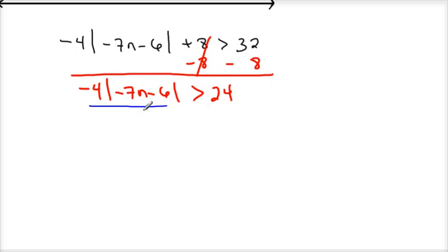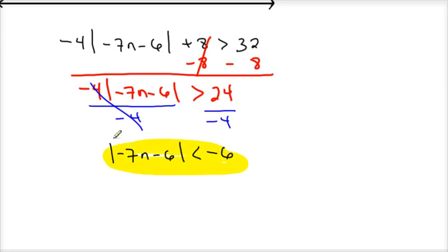Divide both sides by negative 4. My 4 is simplified here, and now I have the absolute value of negative 7n minus 6, flipping my sign, is less than negative 6. There isn't any absolute value that can be less than a negative number, so we can say n has no solution here.